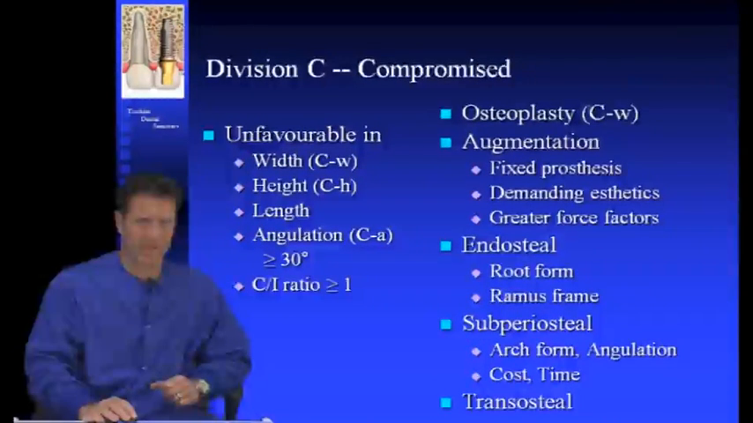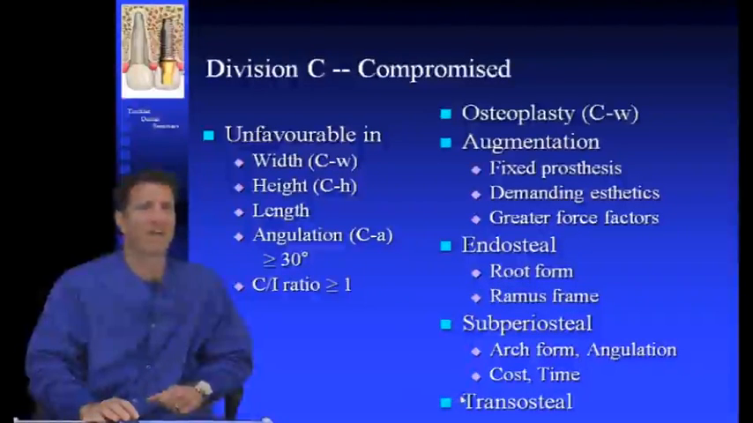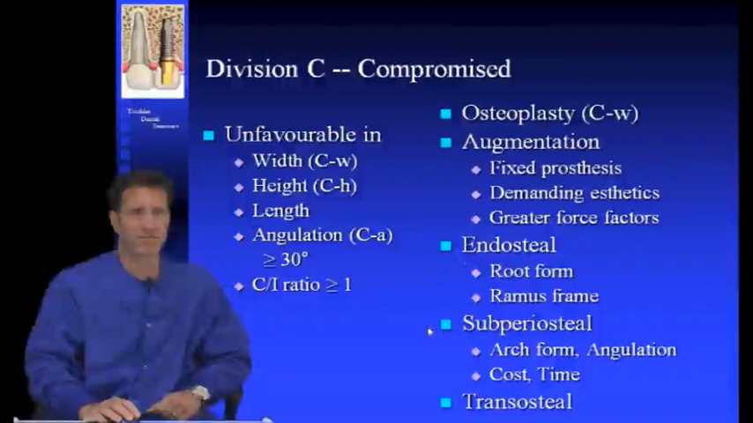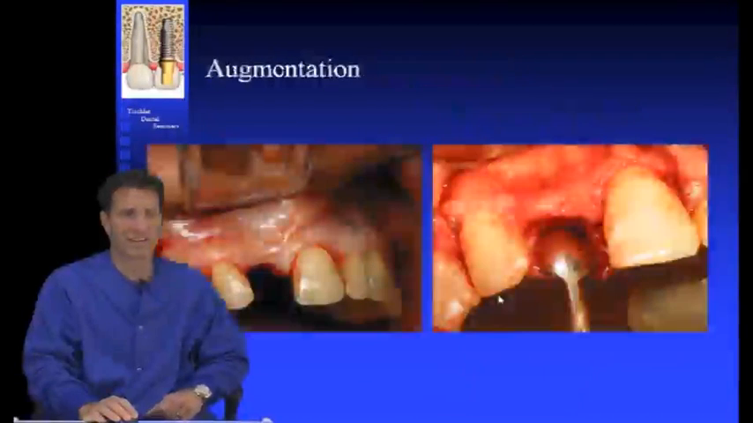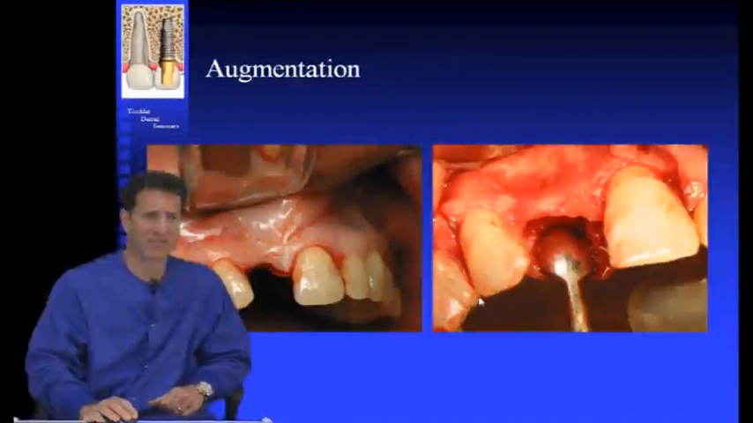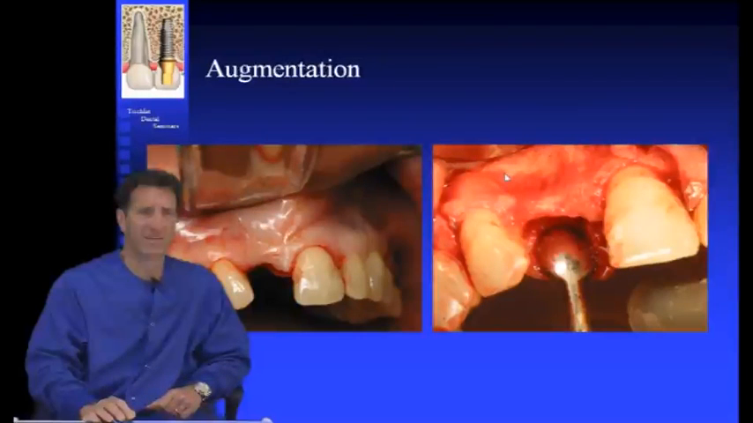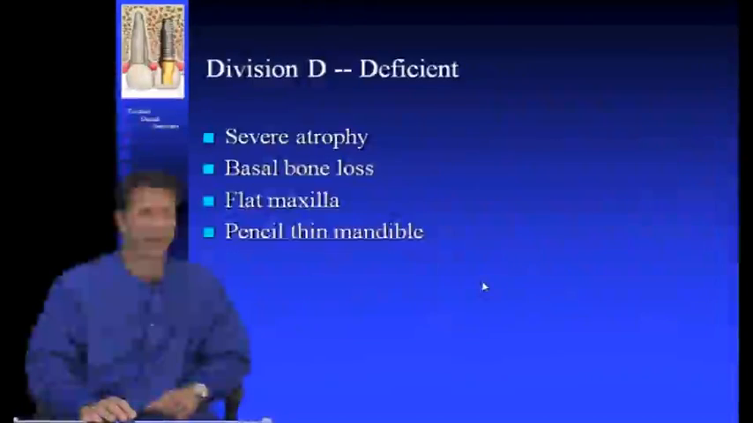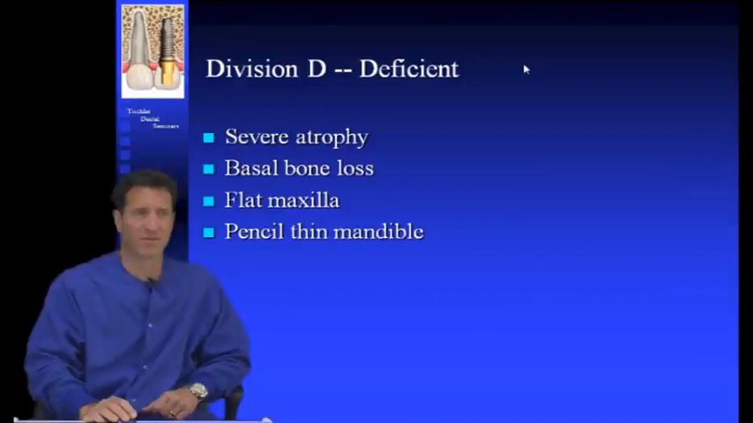So bone can be augmented. I showed you that in my grafting module. And then obviously Division C bone is just severely deficient and limits your availability of prosthetic and surgical options, because when you see a pencil-thin mandible like this, you have to be careful not to fracture that mandible on placement.